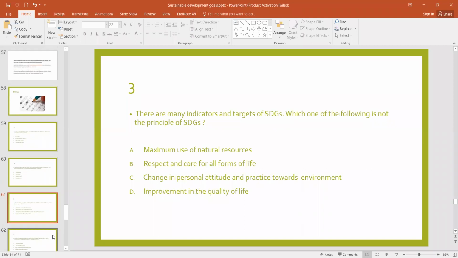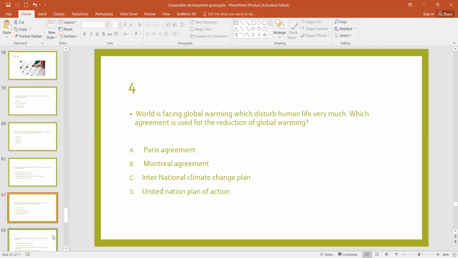There are many indicators and targets of SDGs. Which one of the following is not a principle of the Sustainable Development Goals? Maximum use of natural resources, respect and care for all forms of life, change in personal attitude and practice towards the environment, improvement in the quality of life. A. A is the right answer, maximum use of natural resources.